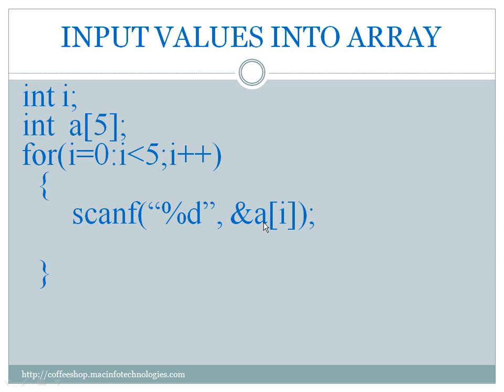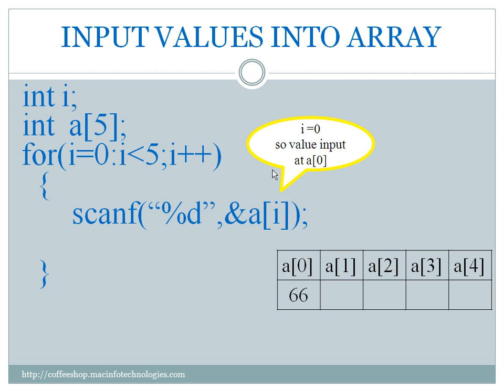3 less than 5 is true. A of 3. We'll take the value for a of 3. And again I increments to 4. 4 less than 5 is true. We'll take input to the a of 4. And I increments to 5. 5 less than 5 is false. So we can take from 0 to 4. Using a for loop, we can take input values into an array.